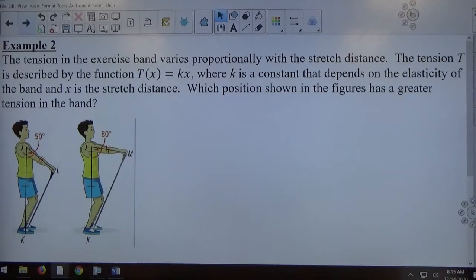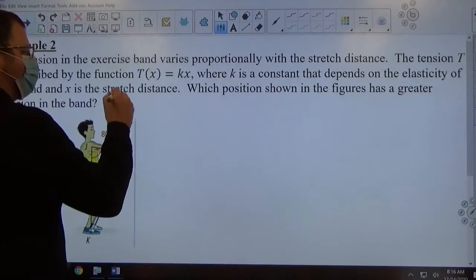Okay, for example 2, the tension in the exercise band varies proportionally with the stretch distance. The tension T is described by the function T of x equals Kx, where K is a constant that depends on the elasticity of the band, and x is the stretch distance. Which position shown in the figures has a greater tension in the band?